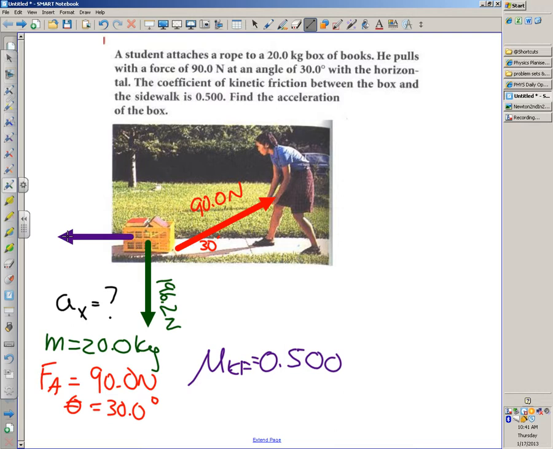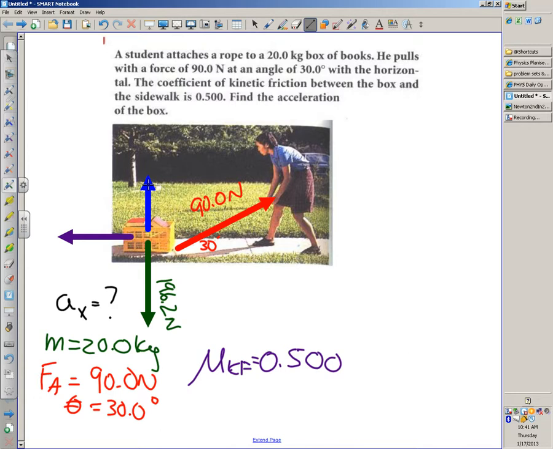No. They gave us a coefficient, but coefficients don't go on free body diagrams. Forces go on free body diagrams. And then one more force that we can put on here: there's going to be a normal force in this problem, a force coming from the ground acting on the books in this direction.